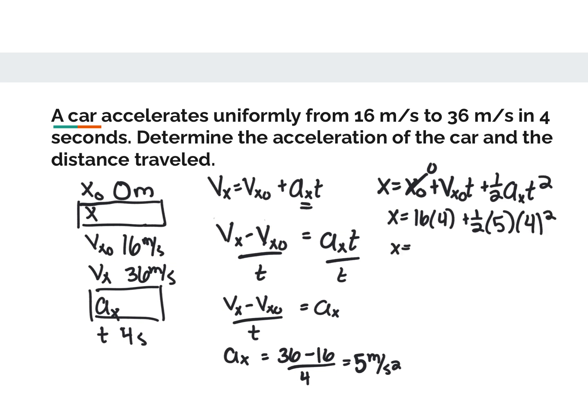Okay, check my work, because 16 times 4 I'm pretty sure is 64. 4 squared's 16. Half of that is 8. 8 times 5 is not 20, it's 40. 64 plus 40 is 104 meters.